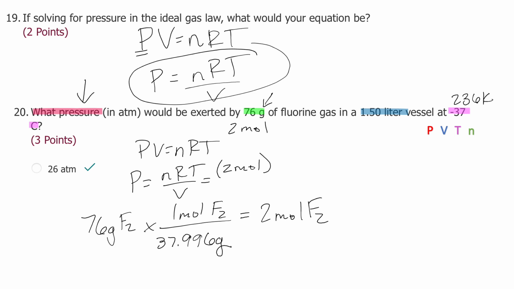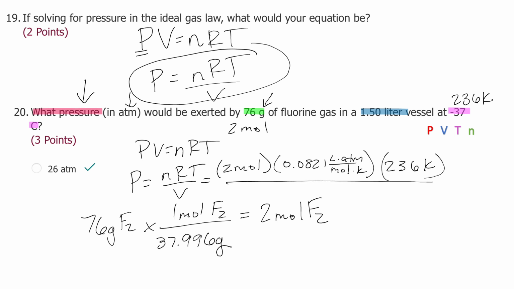Since it says in ATM, we're going to put our R value of 0.0821 liters times atmospheres over moles times Kelvin. Temperature is 236 Kelvin, and on the bottom is volume, which is 1.5 liters. So if we look at units, liters cancels out, moles and Kelvin cancel out, we're left with ATM as our unit. Then if we do 2 times 0.0821 times 236 divided by 1.5, you will get 26 ATM as your answer.